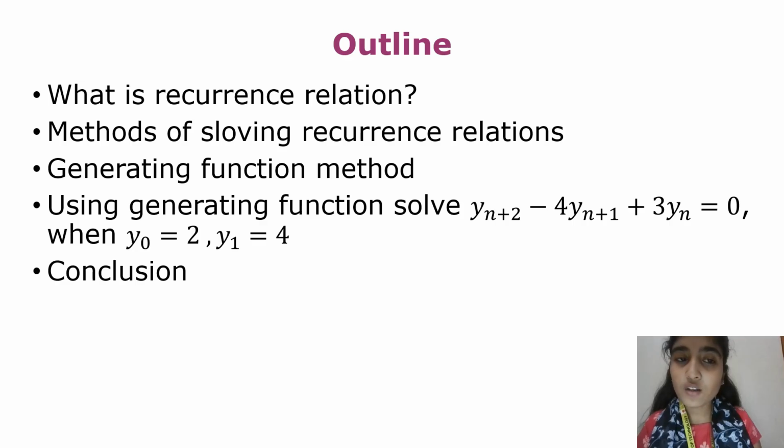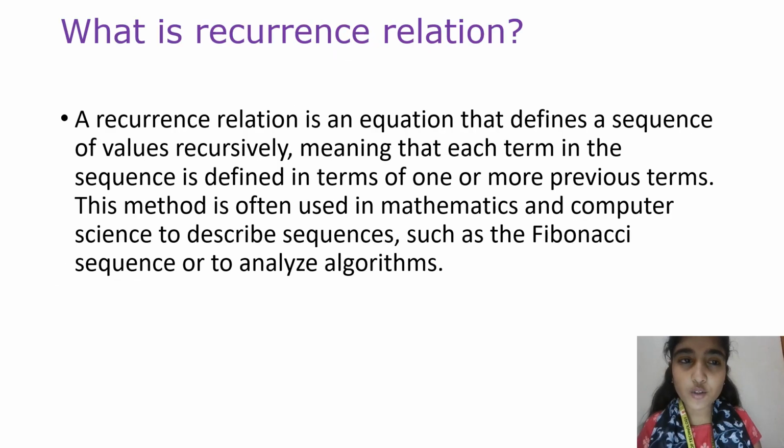First one is the outline. What is recurrence relation? Methods of solving recurrence relations. Generating function method: using generating function, solve y(n+2) - 4y(n+1) + 3y(n) = 0, when y(0) = 2 and y(1) = 4. So these two are the conditions applied to the above question. Last will be the conclusion. So moving to the next slide.